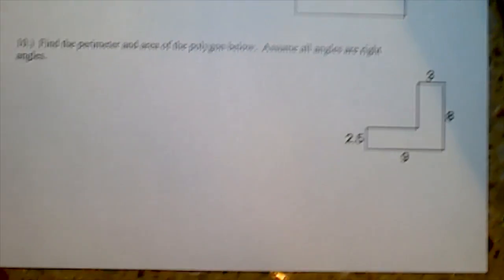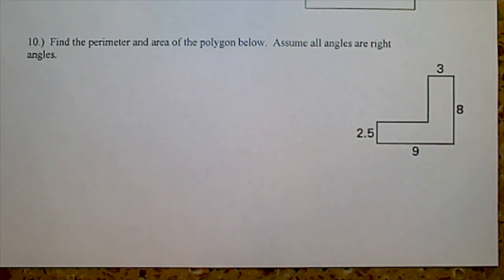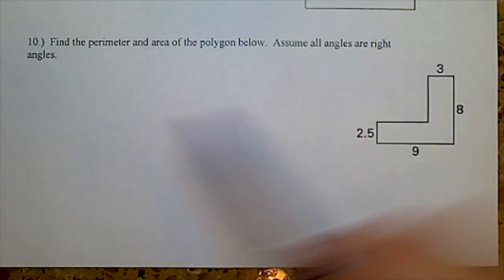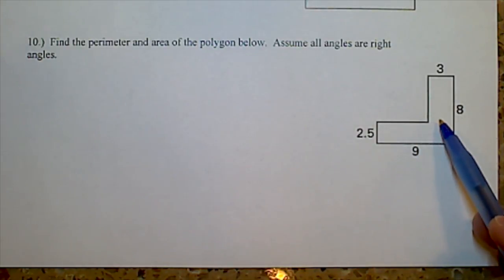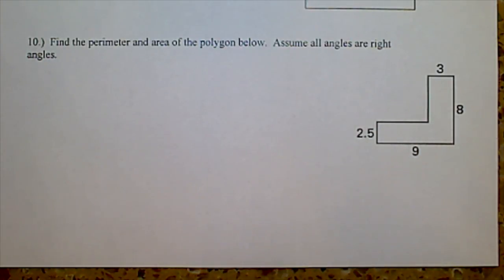All right, lastly, kick it up a notch here. Number 10 says, find the perimeter and area of the polygon below. You can assume all the angles in this figure are right angles. Okay, so I'll give you a couple minutes here. Go ahead and pause. Take a moment. Do you have any ideas on how you can find the perimeter and area of this polygon here, which is a 1, 2, 3, 4, 5, 6 hexagon? Okay, take as much time as you need. Pause the video and give it a shot.